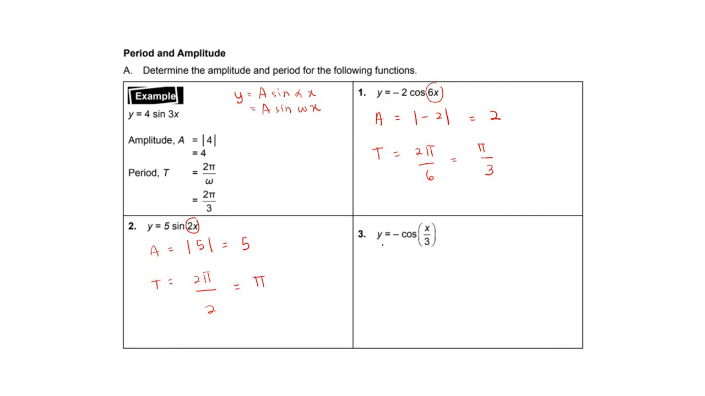For question 3, amplitude equal here negative. So modulus -1 equal 1. And then to find period, 2 pi over x over 3. So 1 over 3. 2 pi divided by 1 over 3, the period is 6 pi.